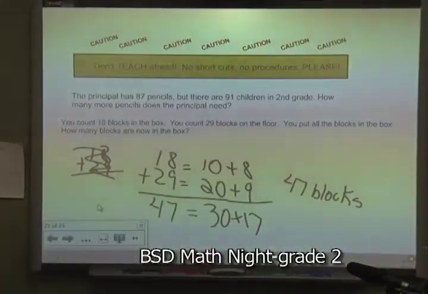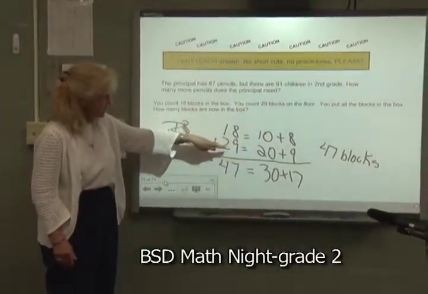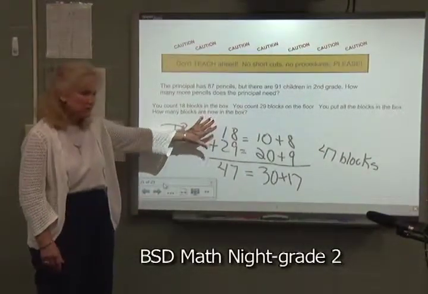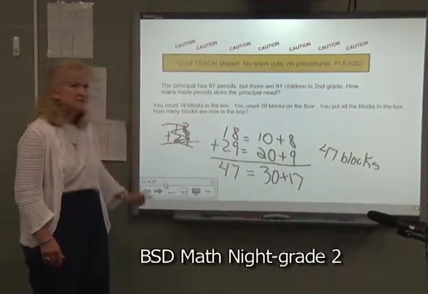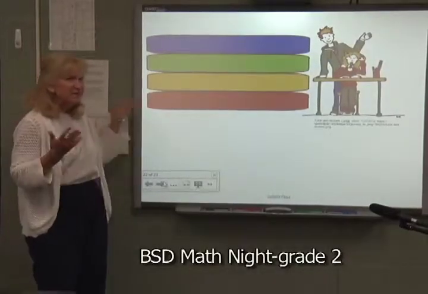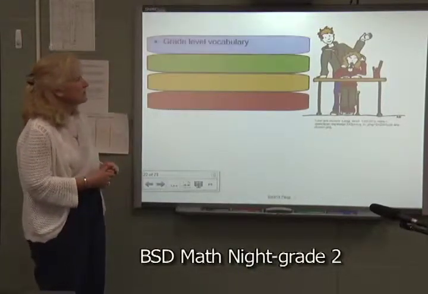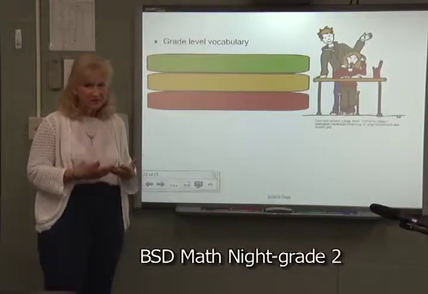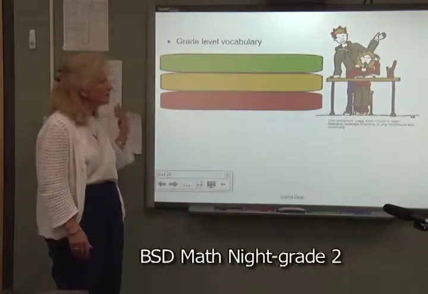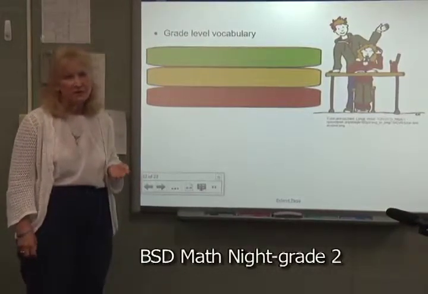Here we go. Now there are other strategies. A student might want to take 1 from 18 to make this 30, and 30 and 17. But expanded form is a strategy to focus on in second grade. Okay, Sally. We have a summary. Let's look at what we did this evening. Grade level vocabulary. It's on the SVSU website on the curriculum page. We're going to show my email up here. You can also email me for it.